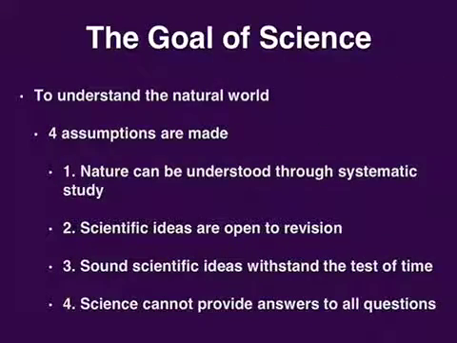So to understand the natural world, scientists have to make 4 assumptions. The first assumption is that nature can be understood through systematic study. This means that when scientists study nature, it is logical, it has a process, and these processes that scientists are trying to replicate are assumed to be the same processes that occur in nature.